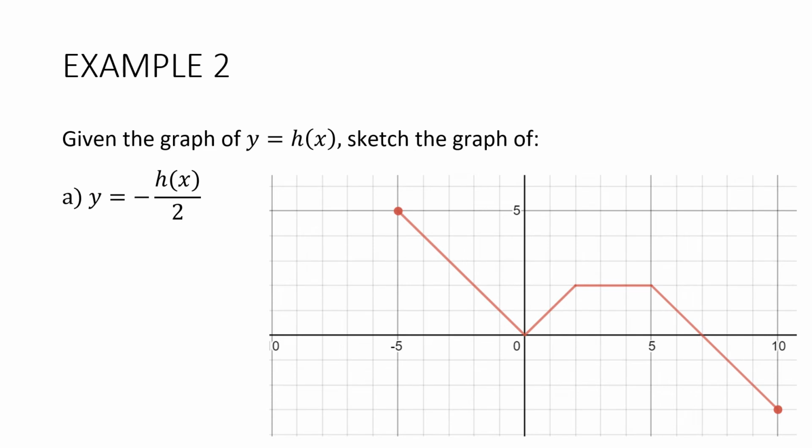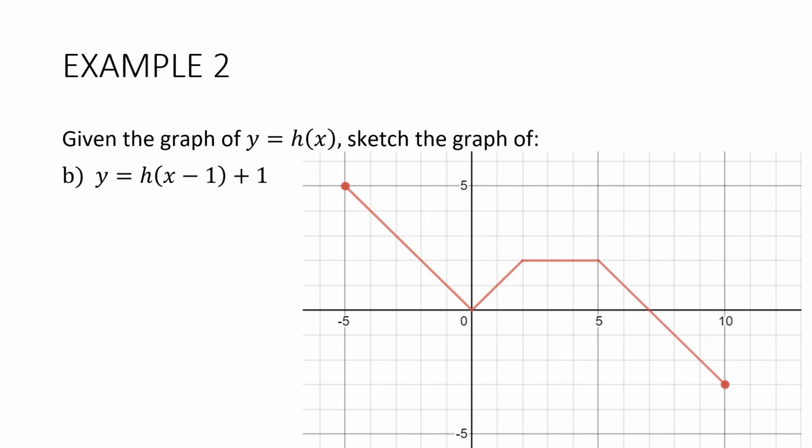So let's have a look at some different combinations of transformations. Given the graph of y equals h of x, sketch the graph of y is equal to -h of x over 2. So we have a reflection in the x-axis, and we have a vertical dilation of a half. This is going to squish it down. Order is not important here. I'm going to squish it first and then flip it.